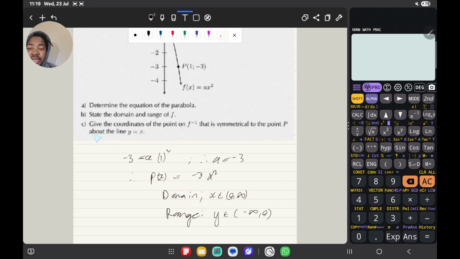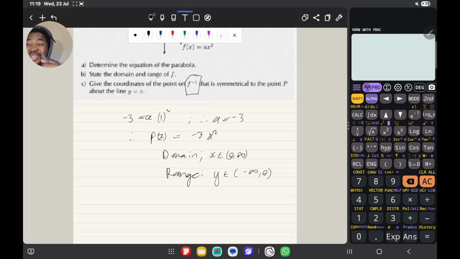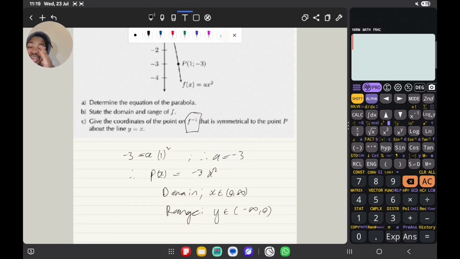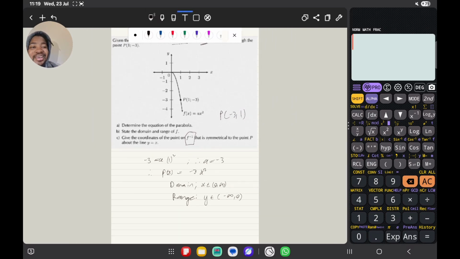And then give the coordinates of the point on f inverse that is symmetrical to point P. This is beautiful. Now they're asking you exactly what you know, because what do you know? You know that the values swap, right? The values swap. So that point is gonna be minus 3 and 1. That you know for sure, right? But yeah, alright guys.